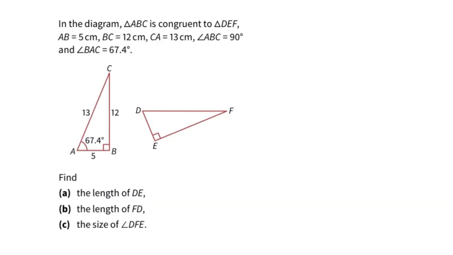Hello everyone, welcome to this video where we are given that a very important clue is that triangle ABC is congruent to triangle DEF. So I would like to just color code. My A is with my D, B is E, C is F. Okay, that will be very helpful later on.